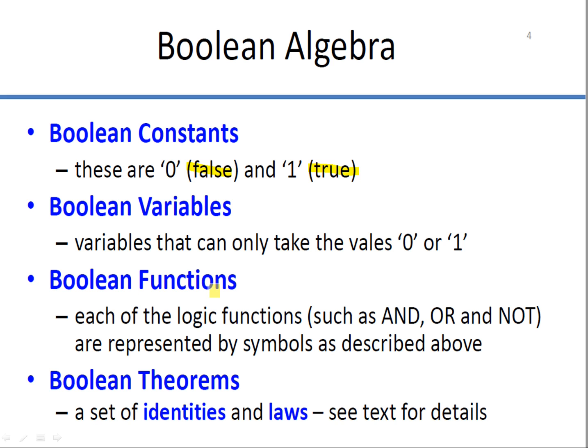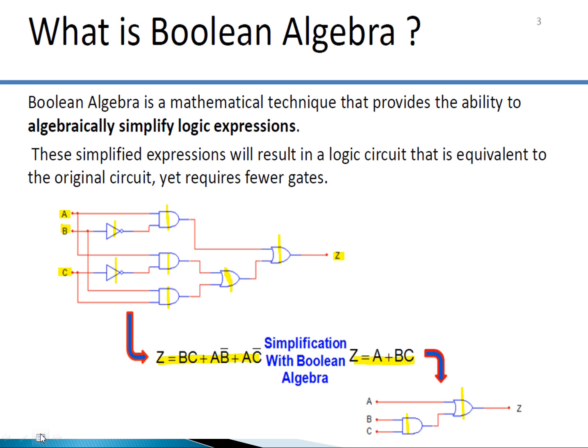Next, Boolean function. Each of the logic functions such as AND, OR, and NOT are represented by symbols as described above, that is in the previous slide. If you consider Z equal to BC plus AB bar plus AC bar, here Z is the function and it consists of different logical operators, that is AND, OR, and NOT.